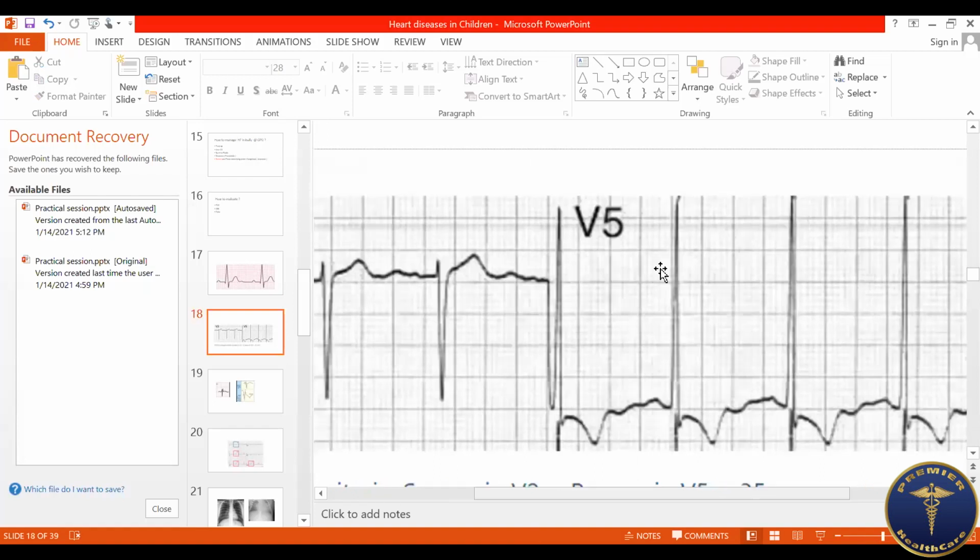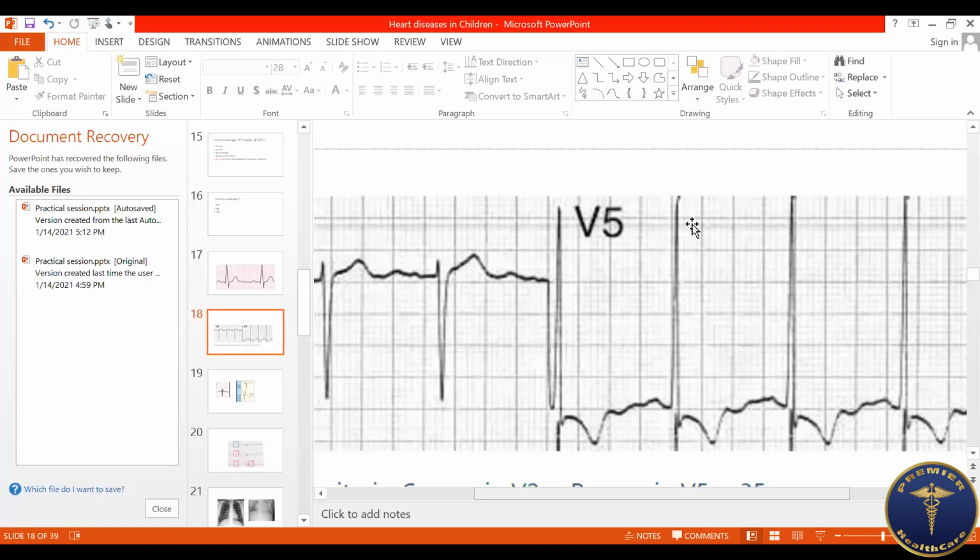And then if you go to V5, you can see tall R waves. How tall is this? 1, 2, 3, 4, 5, 6, almost 7. So 7 into 5 is 35. Here you have 35, and here you had 20. Am I correct? Yes, there are 4 here, 4 is 20, and 7 here, 7 is 35. If you put them together, 35 plus 20 is 55.